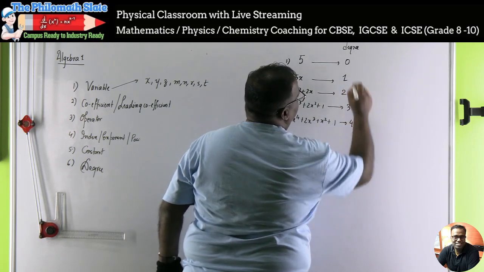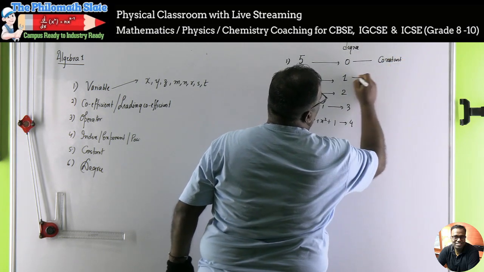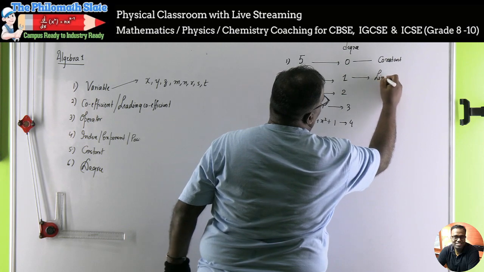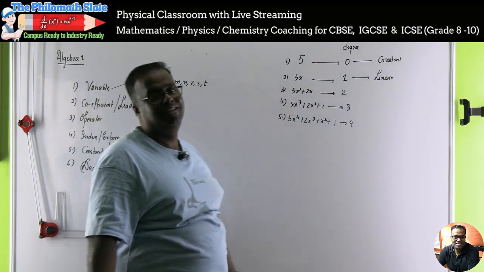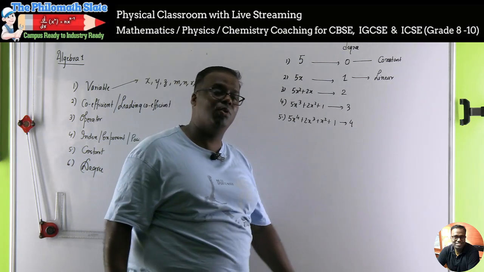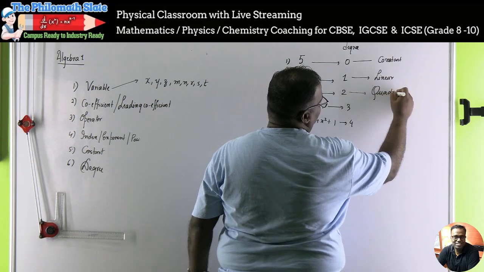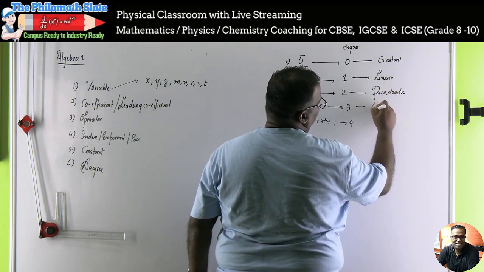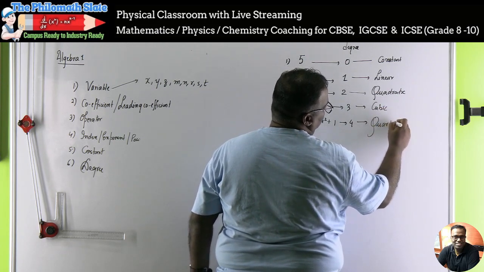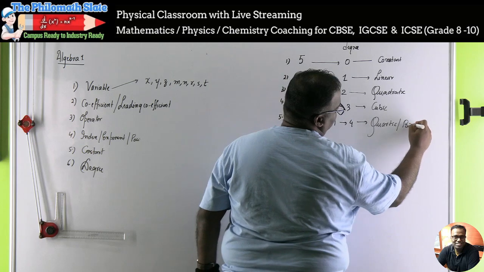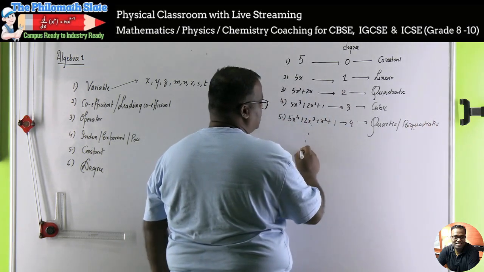This one we call constant. This one we will call linear. That's why you had solved linear equations in one variable. There was no square term, there was only one variable. This will be known as quadratic. This we will call cubic, this we will call quartic. Quartic, and biquadratic. Why biquadratic? It is 4, right? And beyond this, what will it become?